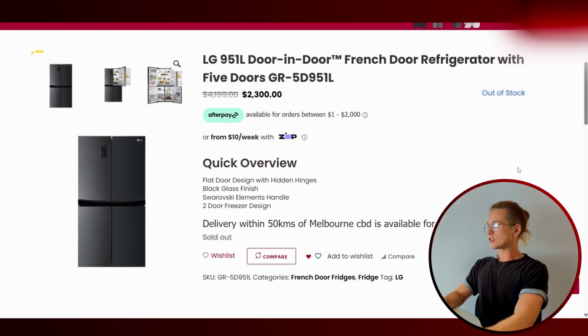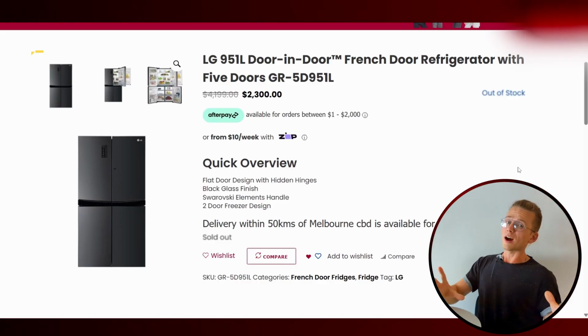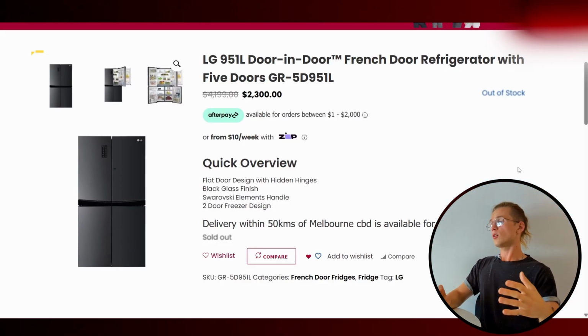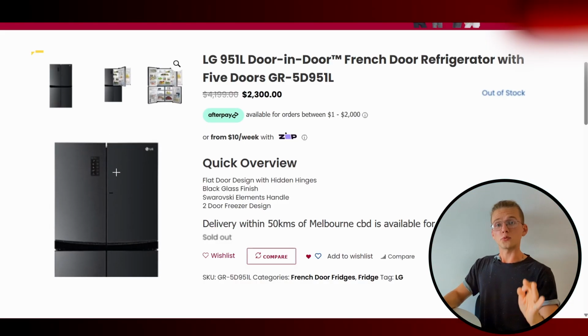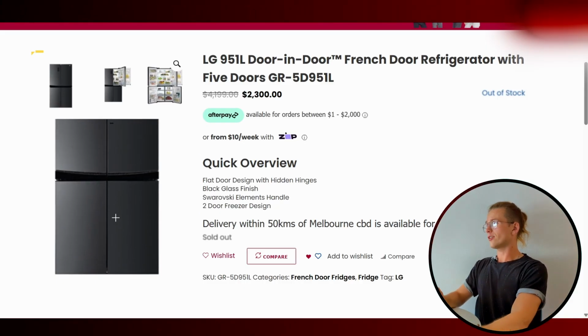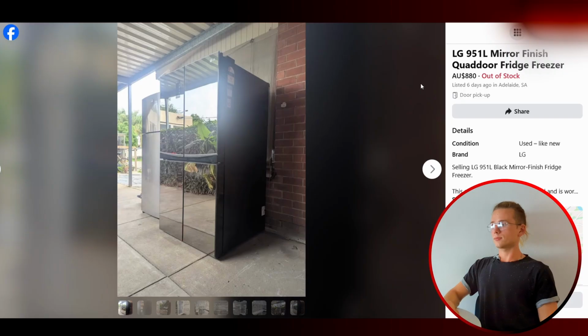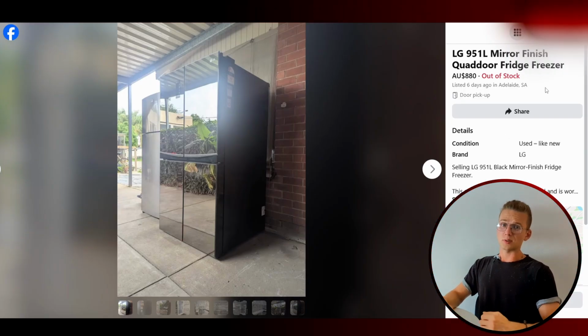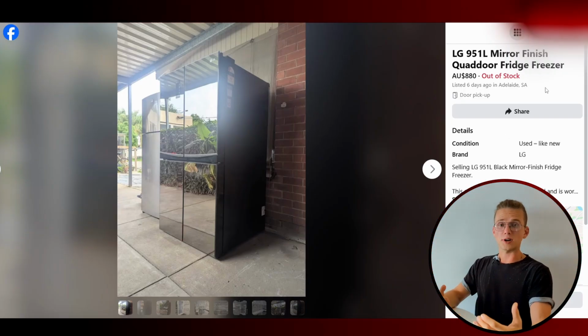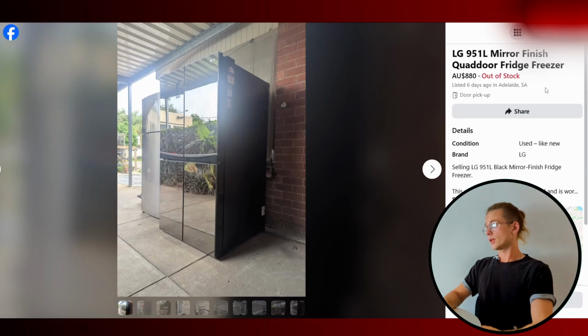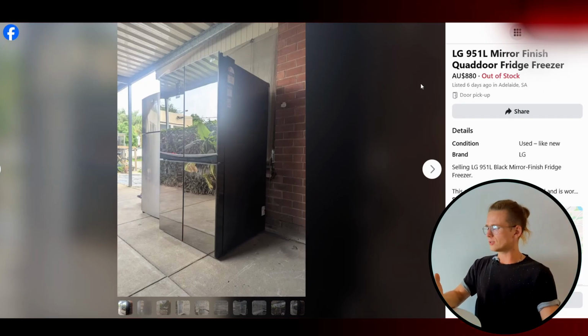This one sold for $4,200 new, or on the special it's $2,300. However, I sold it for $880, which of course is a bargain. It's a third of the price of the reduced price. Now this fridge is of course used and it's not in a great condition.